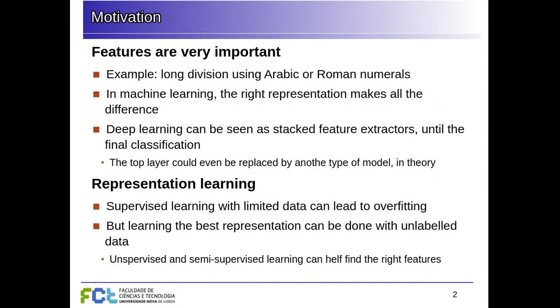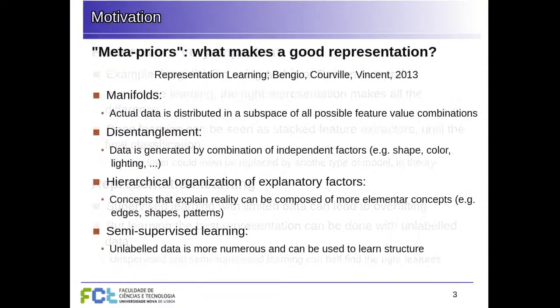So the idea here with representation learning is that if we have limited data for some supervised learning task, and we often have limited data because supervised learning requires labeled data and that tends to be expensive, then we can have overfitting when we train our models. But if we first learn the best representation of the data with unlabeled data, we can use lots more data, many more examples, and reduce the problem with overfitting. So we can use unsupervised learning or semi-supervised learning to help find the right features.